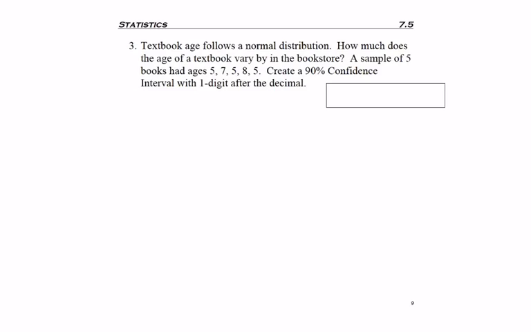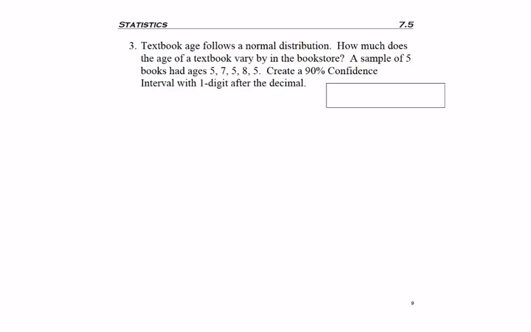Okay, so we know we have a normally distributed population, which we need. We don't actually see that our confidence interval is for a standard deviation. It just says to create a 90% confidence interval. But the question is, how much does the age of a textbook vary by? Vary is the key word, and standard deviation is a form of variance, and vary here means to vary.